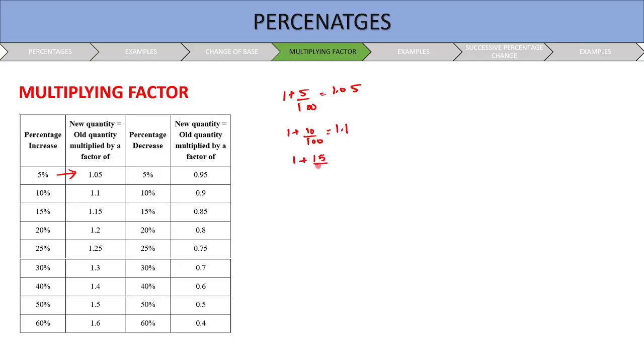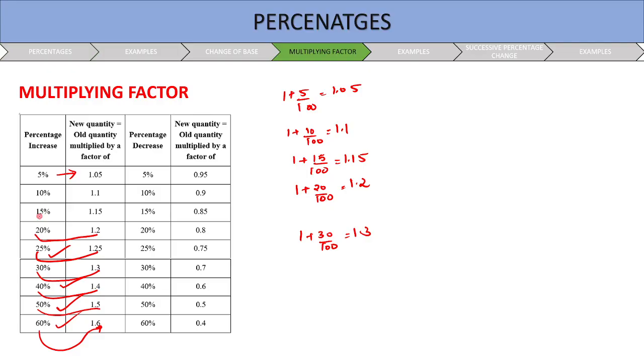15% increase, you will write it as 1 plus 15 by 100 equals 1.15. 20%, you will write it as 1 plus 20 by 100 equals 1.2. Similarly, 25%, 1 plus 25 by 100 equals 1.25. 30% as 1 plus 30 by 100 as 1.3. 40%, 1.4. This is 1.5 and this is 1.6. Okay, so you just have to add the value after the point: 30 is 1.3, 25 is 1.25, 20 is 1.2, 15 is 1.15. So that's all you have to do.